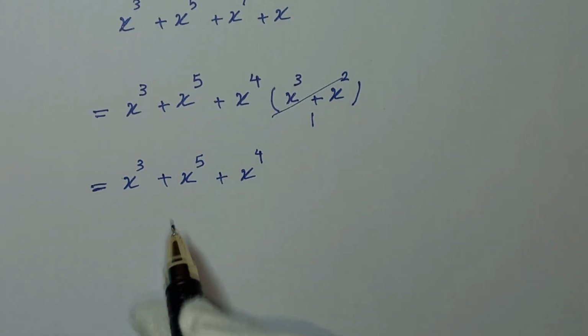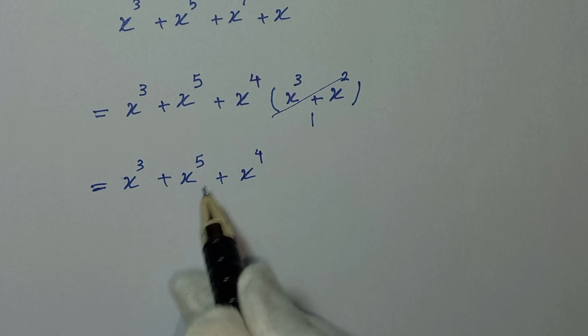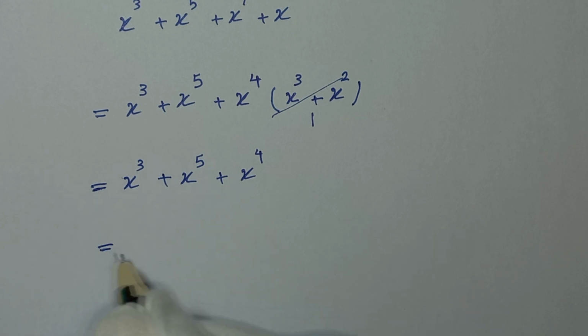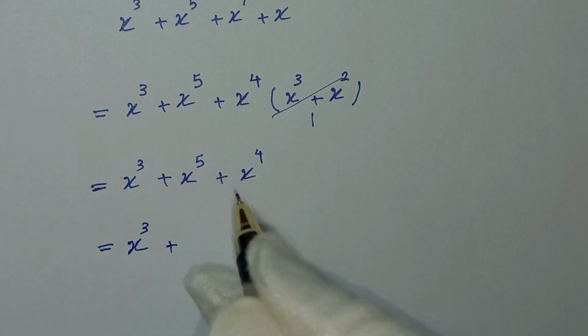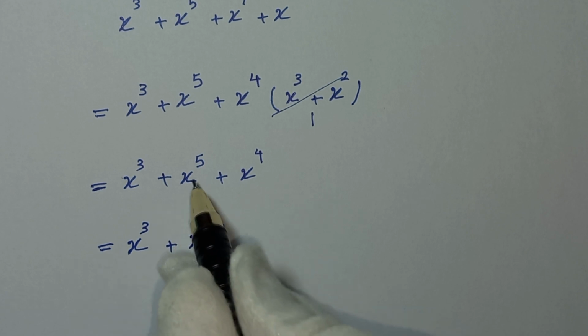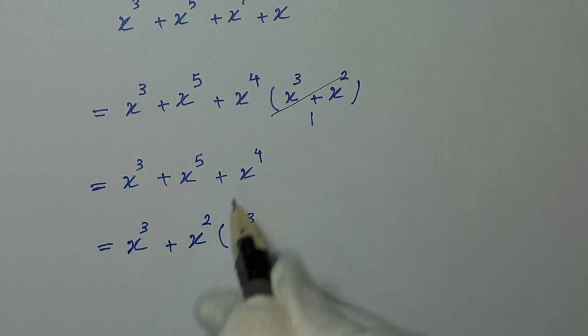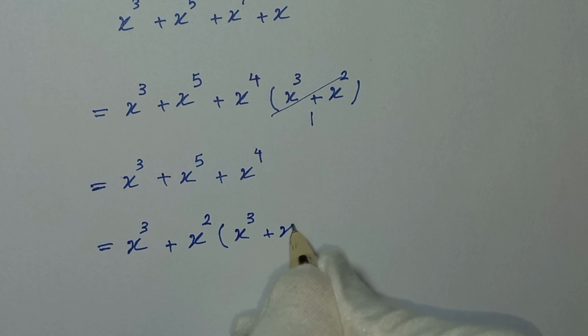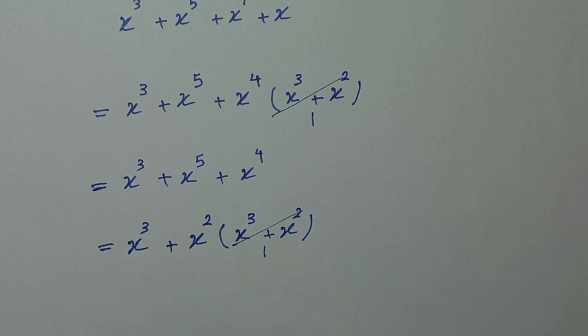In the next step, from this and this, we factor x to the power of 2, so it will be x to the power of 3 plus x to the power of 2 bracket. This divided by this is x to the power of 3, and this divided by this is x to the power of 2. And also here we have x to the power of 3 plus x to the power of 2, and this is 1, so this is 1.